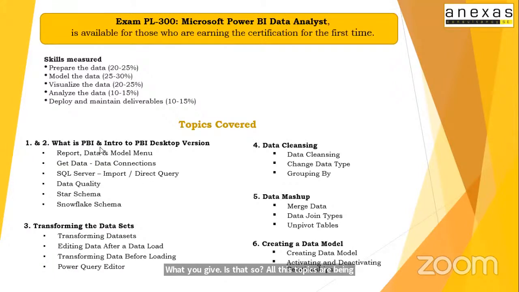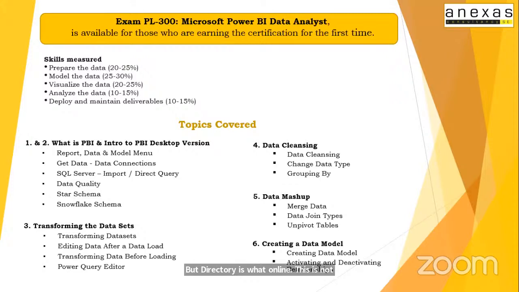So first we will go through the introduction of Desktop and how to get the data. I will explain how to get the data from SQL, and how to use the import and direct query options. Import is local data, where you have to download the data, come here, and refresh. But what is direct query? Online. Refresh is not required.